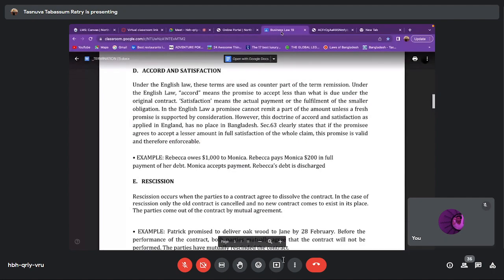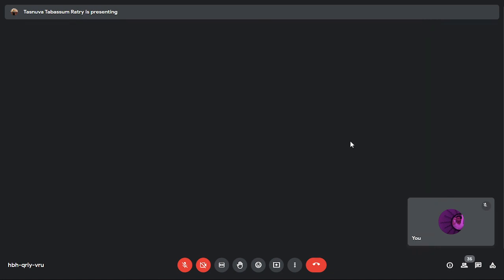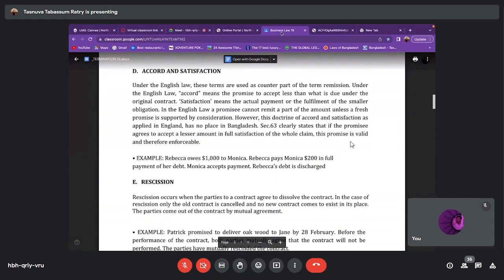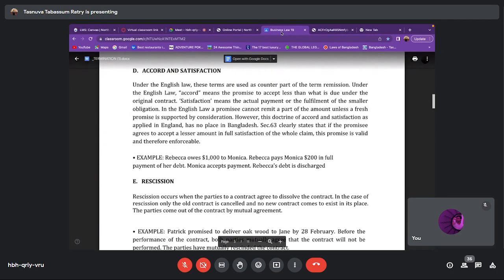Accord means the promise to accept less than what was due under the original contract. Satisfaction means the actual payment or the fulfillment of the smaller obligation. So, accord and satisfaction and remission have the same definition. Since the doctrine of accord and satisfaction is applied in England, we do not follow accord and satisfaction in Bangladesh. As a result, actually, you do not need to go through this as well because there won't be any questions. This is just for your knowledge.